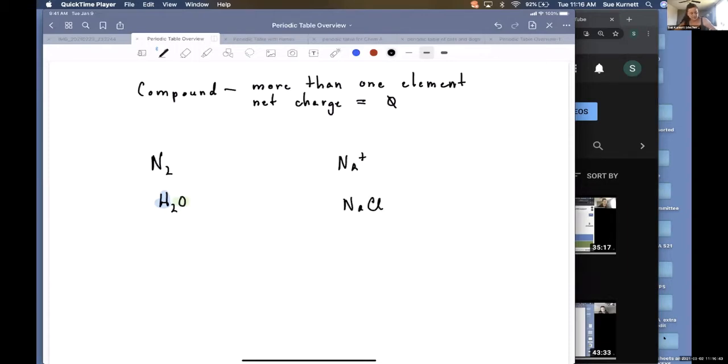It's made of sodium ions and chloride ions, but when they come together, they have no overall charge because the +1 of sodium ion balances the -1 of chloride ion.